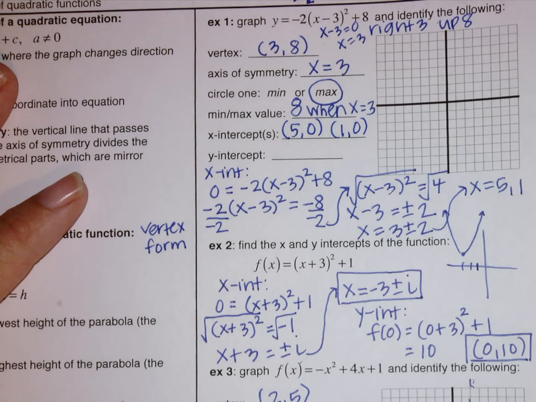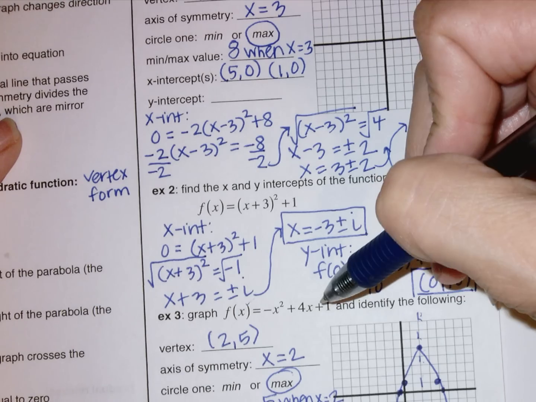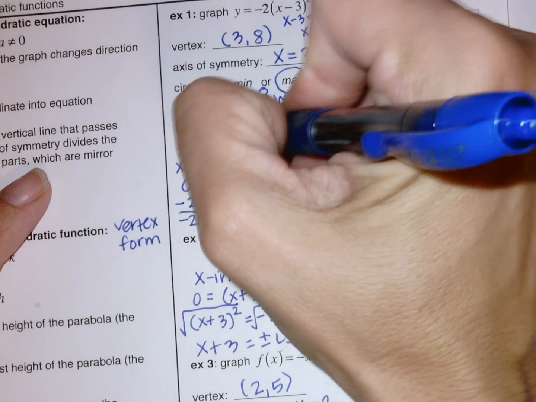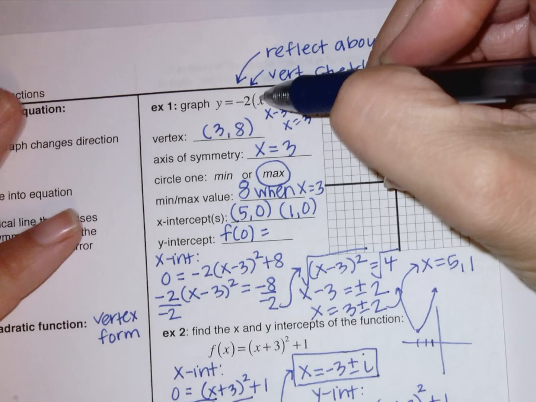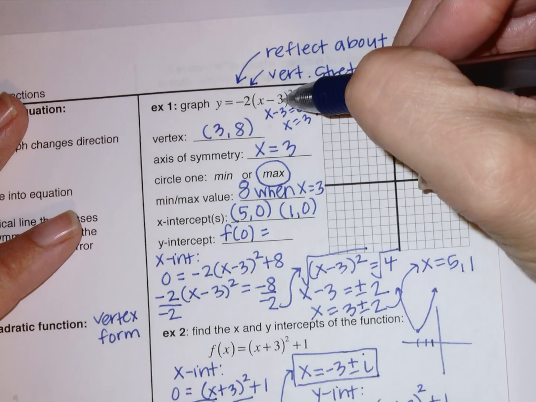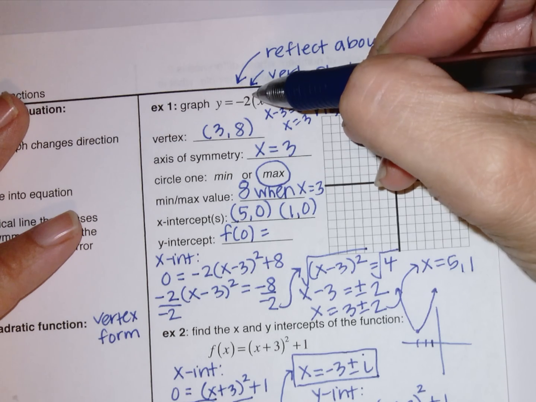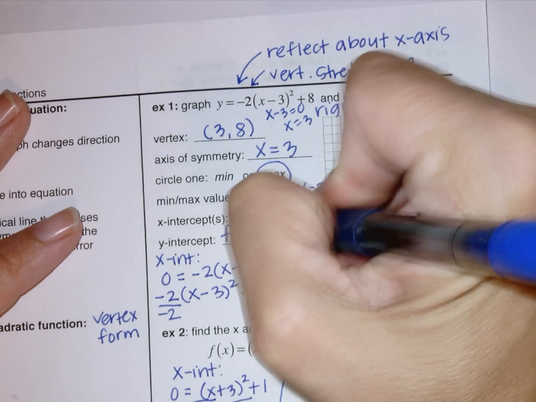And then our y-intercept, don't be tempted to just say it's 8 because it's not in the same form as this one right here. So to find your y-intercept, you have to plug in 0. When we plug in 0 to this equation, 0 minus 3 is negative 3. Negative 3 squared is 9, times negative 2 is negative 18, plus 8 is negative 10.